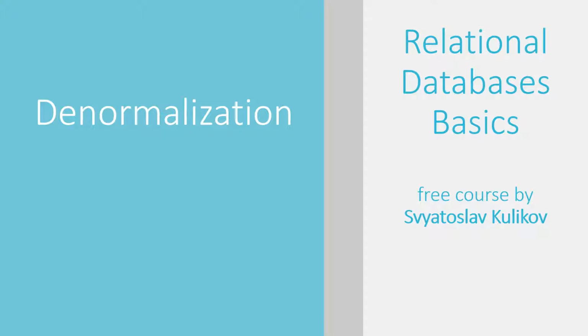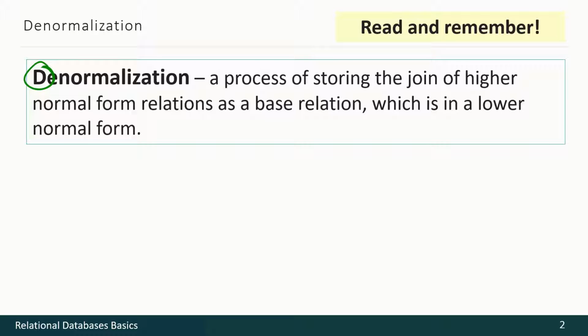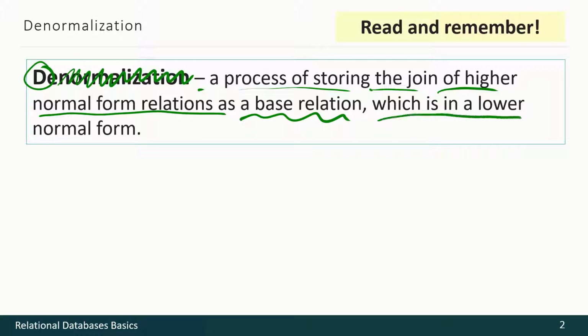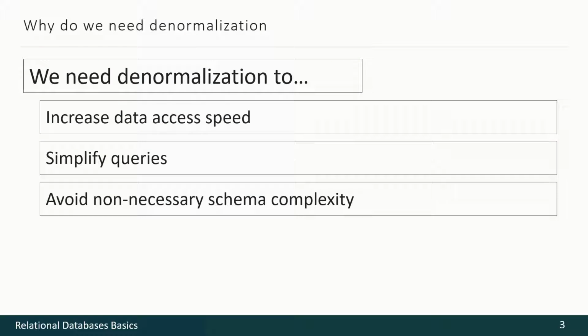In this video we shall talk about denormalization. By definition, denormalization is something reverse to normalization. It is a process of storing the join of higher normal form relations as a base relation which is in a lower normal form. So why do we need denormalization?